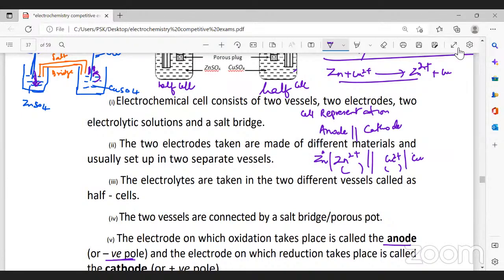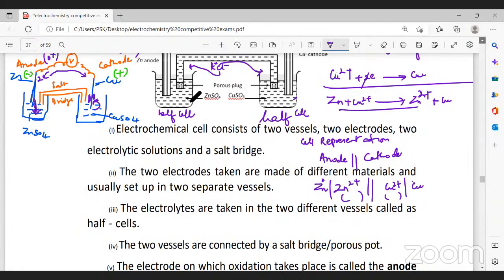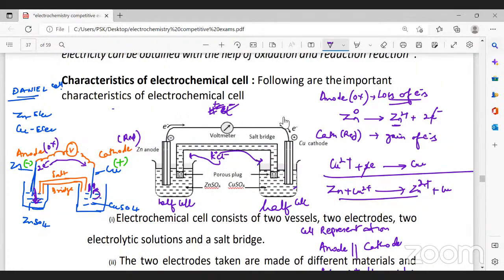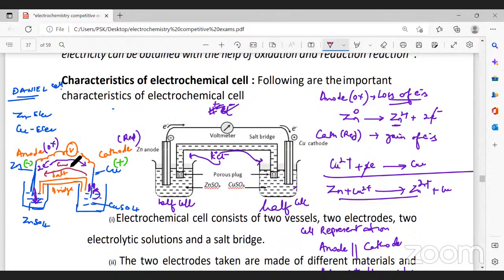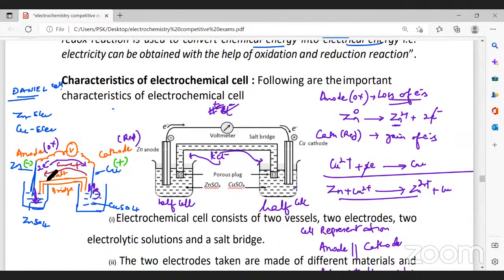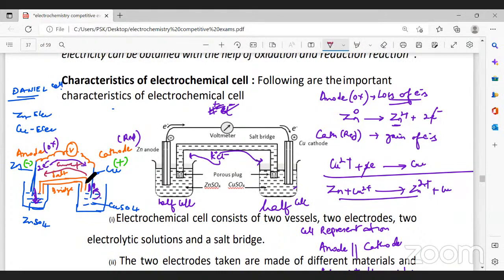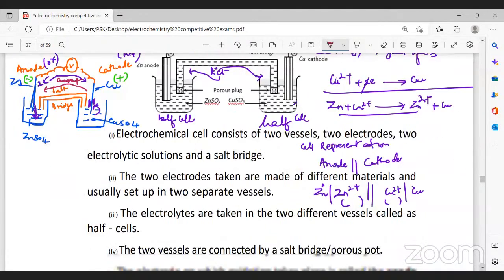Now, I forgot to tell you a point here. The electrons move from anode to cathode. This movement of electrons, loss of electrons from the anode and gain of electrons at the cathode, appears as the current. So current flows from cathode to anode. You should remember, current flows from cathode to anode. The change in chemical energy appears as electrical energy, or current. I was not able to write it there properly.